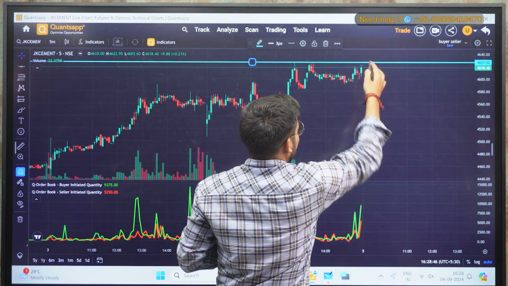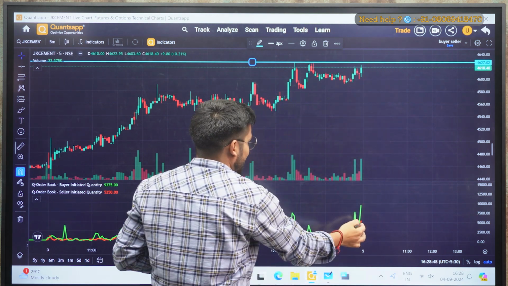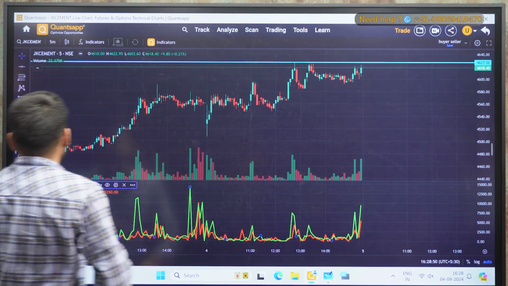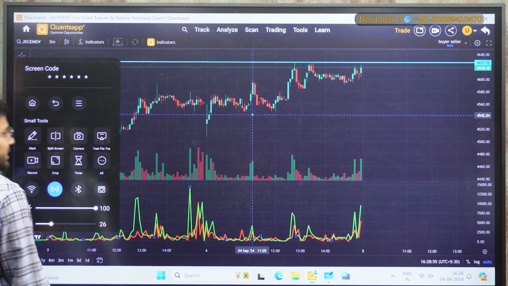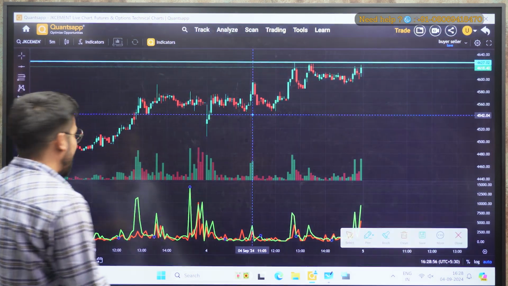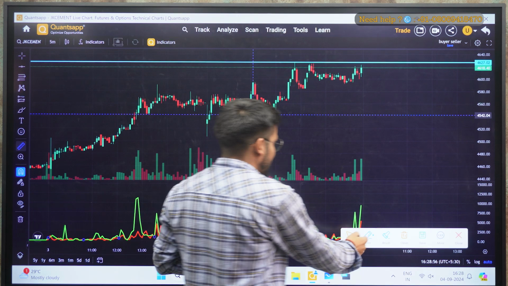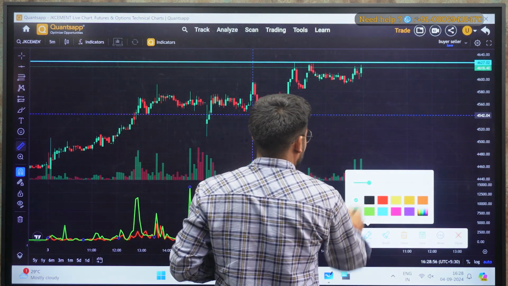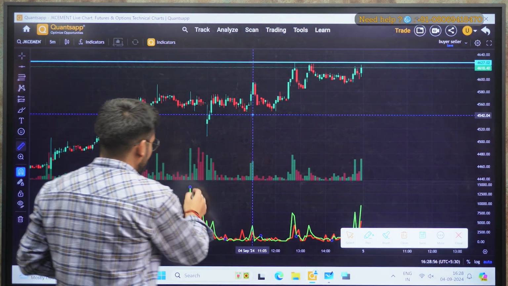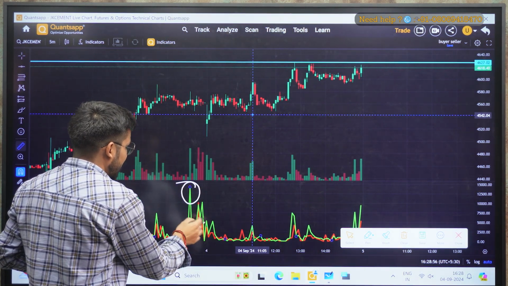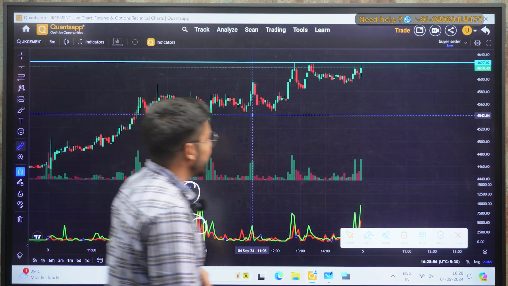Whenever there is a breakout, you can see the order book data here. This is another feature of the Quantsapp application, the order book data. In the order book data, you will get the buyer initiated quantity and the seller initiated quantity. The buyer initiated quantity will be in green color and the seller initiated quantity will be in red color.